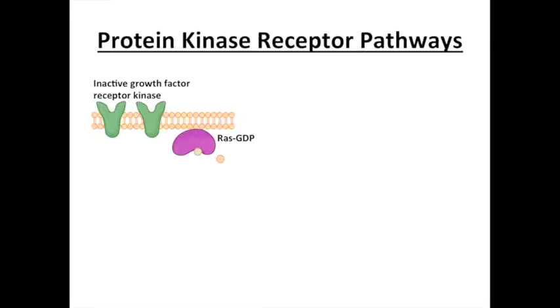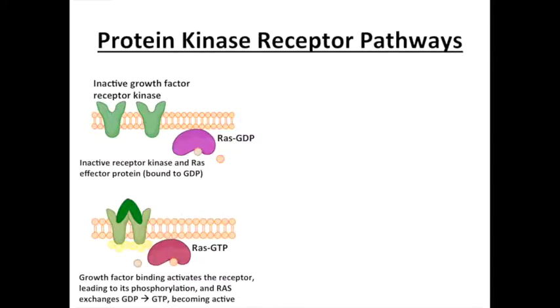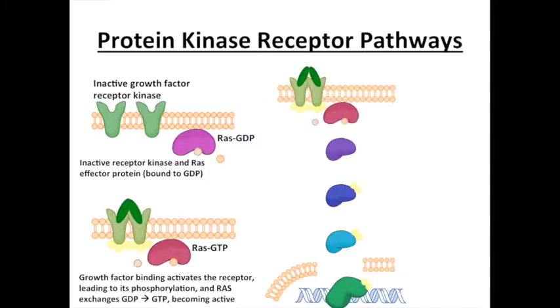Many of these kinds of receptor pathways are activated by growth factors, so that's the example that we're going to use here. Before a signaling molecule or ligand arrives, we have an inactive receptor kinase and RAS effector protein, which is bound to GDP. Upon ligand binding, the growth factor receptors will dimerize and phosphorylate each other. This causes a change in the way that they interact with RAS, and this causes RAS to exchange its bound GDP for GTP, and RAS is thereby activated.